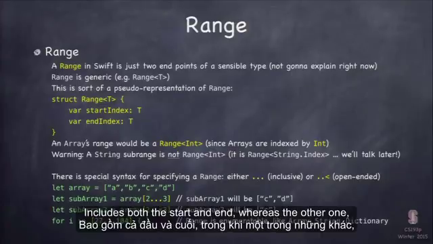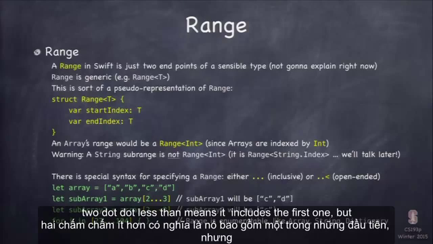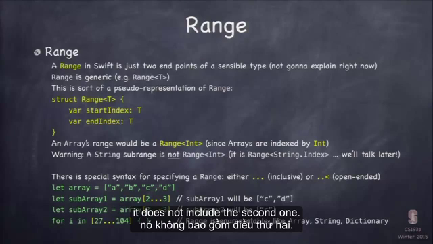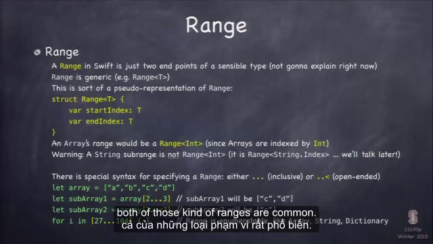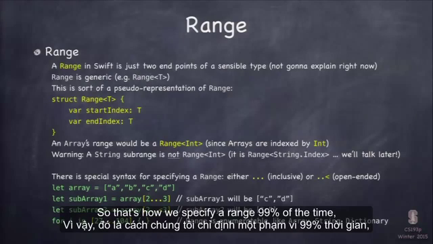Whereas the other one, dot dot less than, means it includes the first one, but it does not include the second one. So it's an open-ended range. Both of those kinds of ranges are common. So that's how we specify a range.